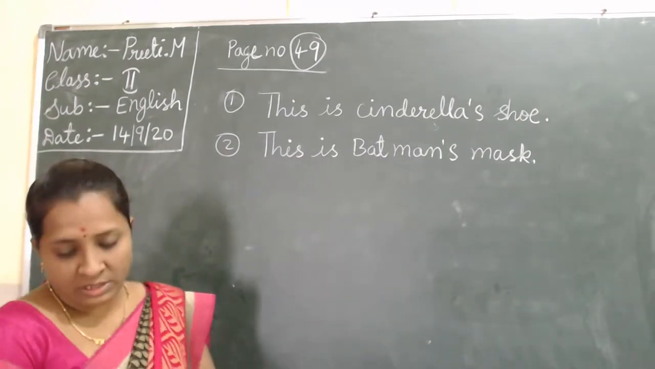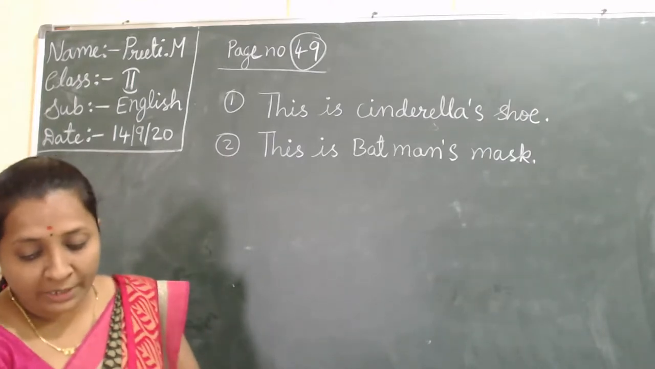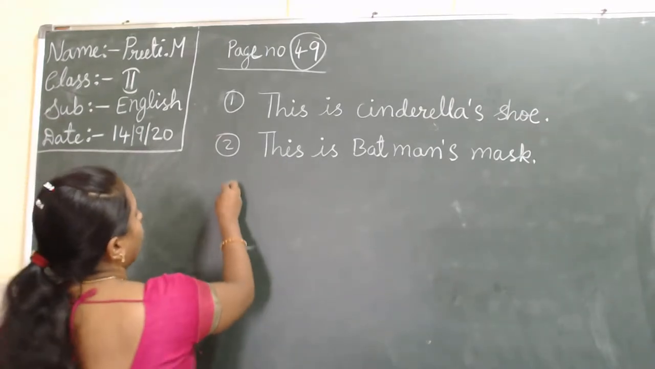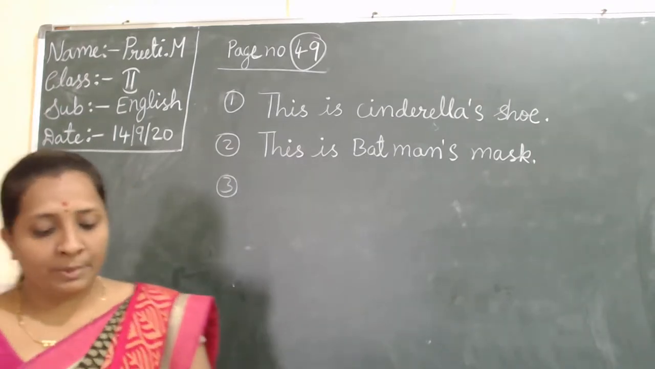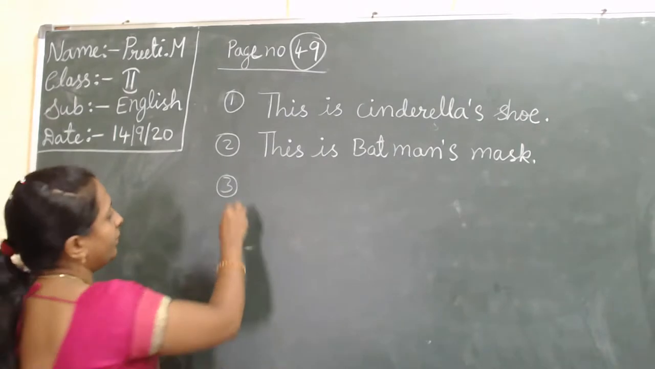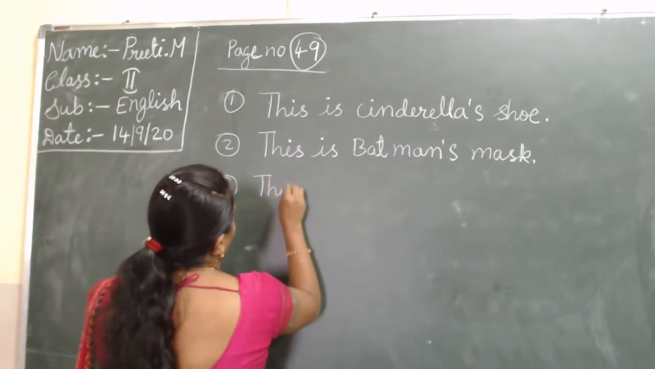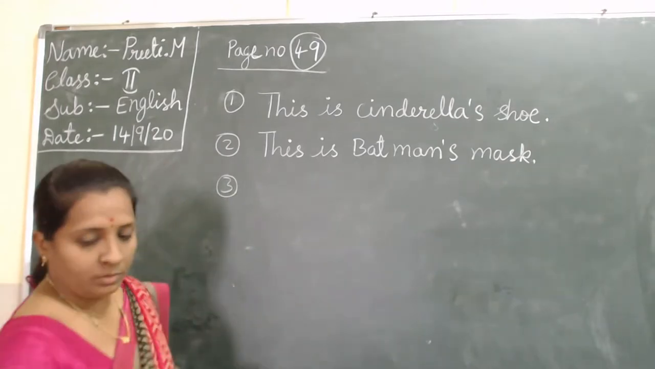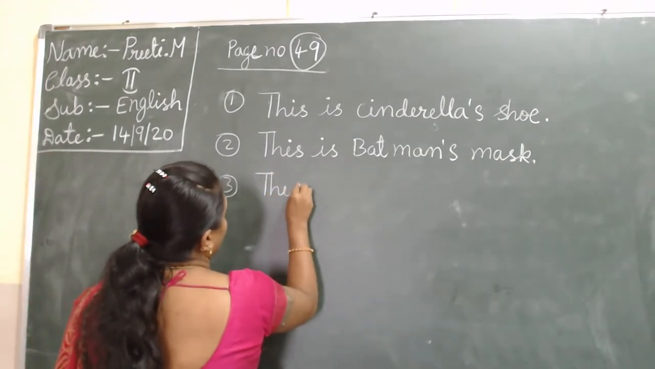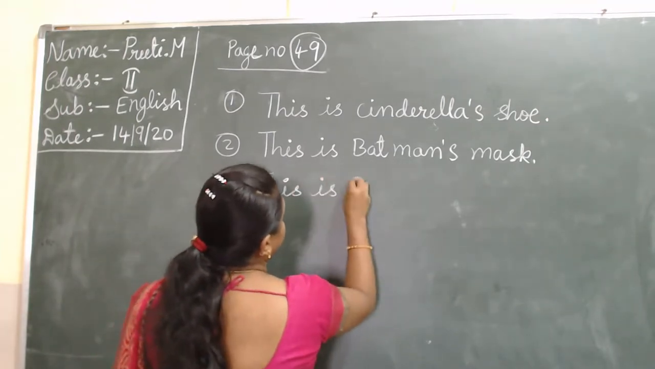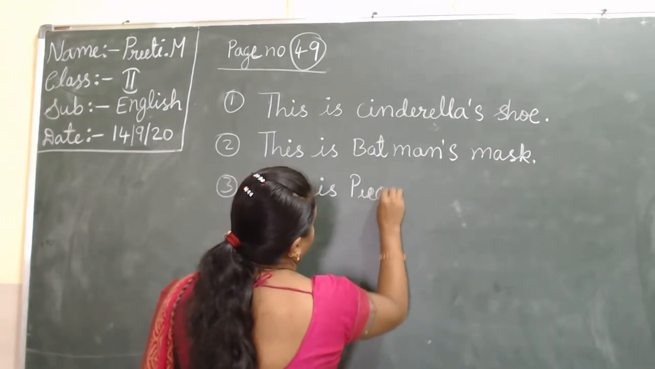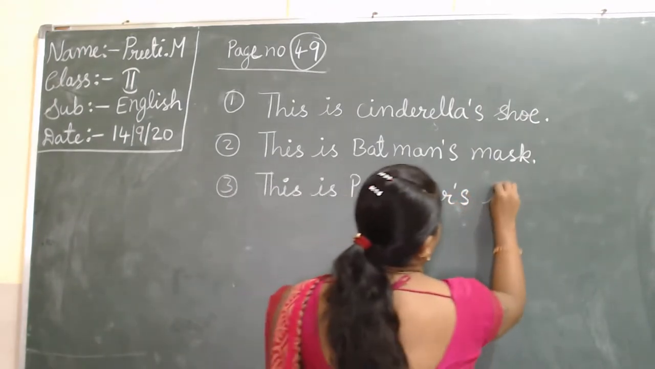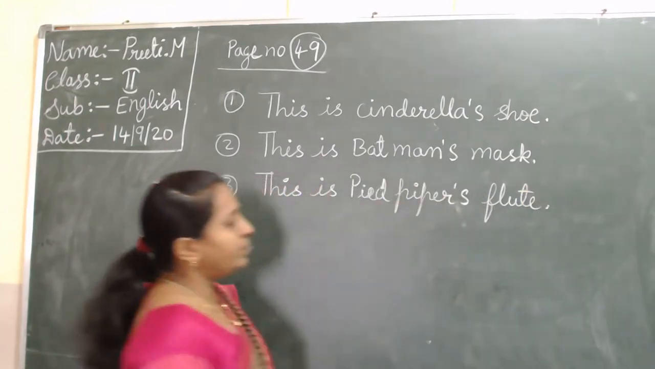Now, next picture. What is the next character, children? Pied Piper. Superman's is over. Next, Cinderella. Third one, Batman's. Now, next picture, Pied Piper. The Pied Piper has his own object, a flute. You should write, write in your studio book, children. This is Pied Piper's flute.